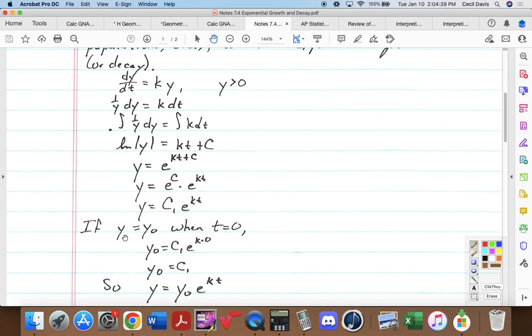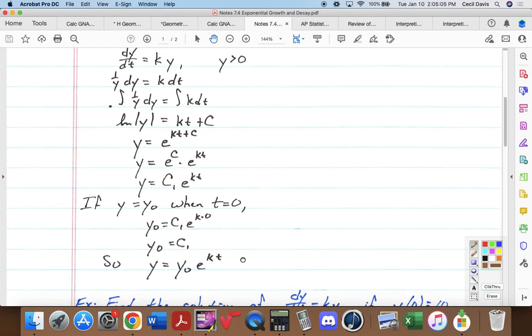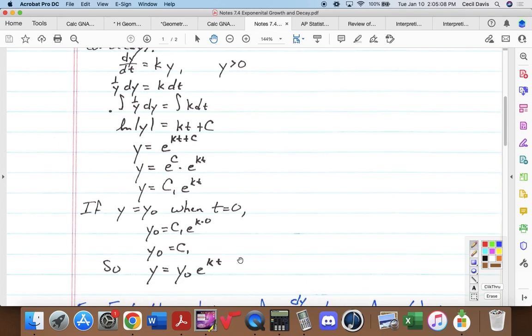So if y is equal to y sub 0, so that's a constant, when t is equal to 0. So they're telling you when t is equal to 0, there was this much of the substance. Substituting in, we get y sub 0 is equal to c sub 1 e to the k times 0. So y sub 0 is equal to c sub 1. So what we get is this general rule for exponentials. If you have exponential change, which is where the derivative is proportional to the amount of a quantity that's present, this is always going to be your equation.